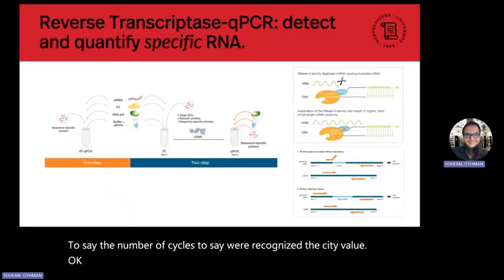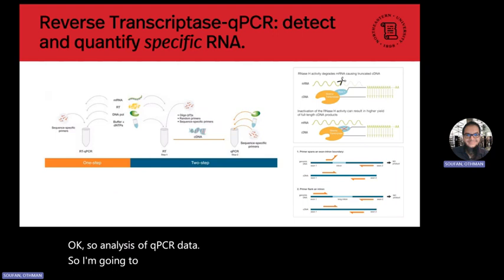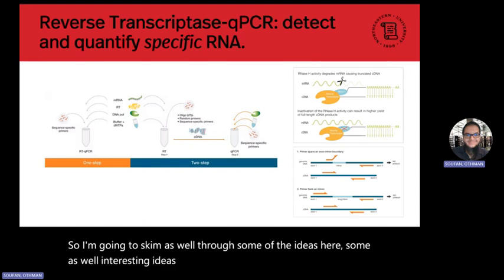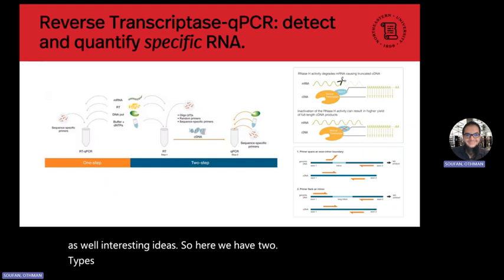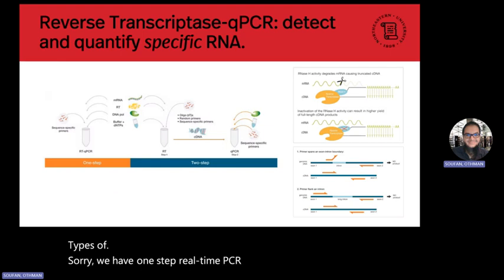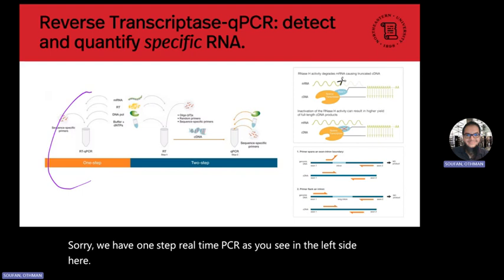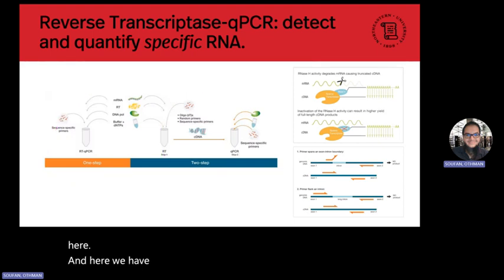Okay, so analysis of qPCR data. I'm going to skim through some of the ideas here, some interesting ideas as well. So here we have two types: we have one-step real-time PCR, as you see on the left side here, and here we have two-step real-time PCR.